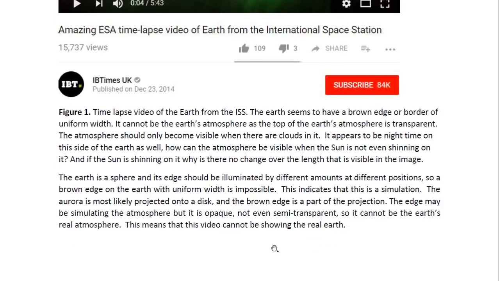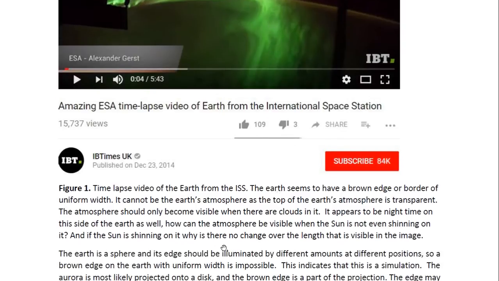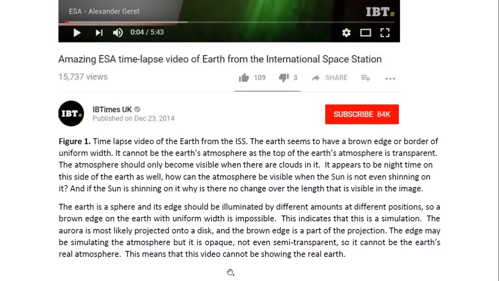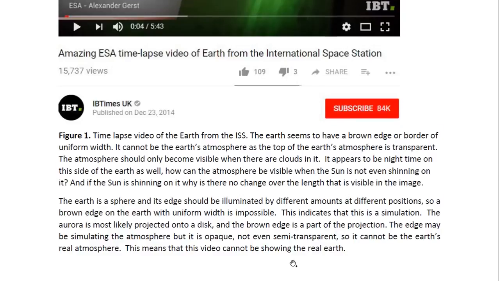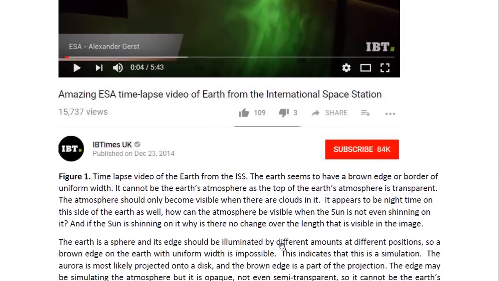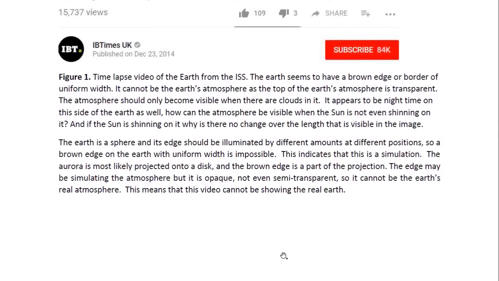This indicates that this is a simulation. The aurorae, most likely, the screen here would be a simulation of the aurora. And it's most likely a projection onto a screen, most likely a disc-shaped screen. The edge may be simulating the atmosphere, but as I said, it's opaque. It's not even semi-transparent, so it cannot be the Earth's real atmosphere. And this means that this video cannot be showing the real Earth.